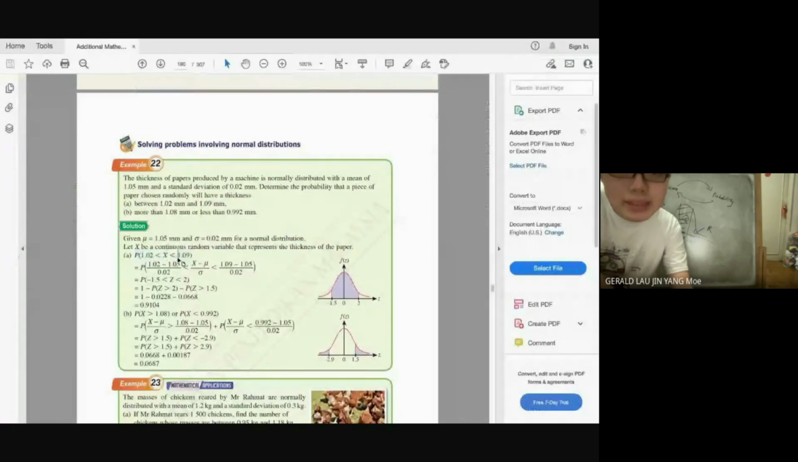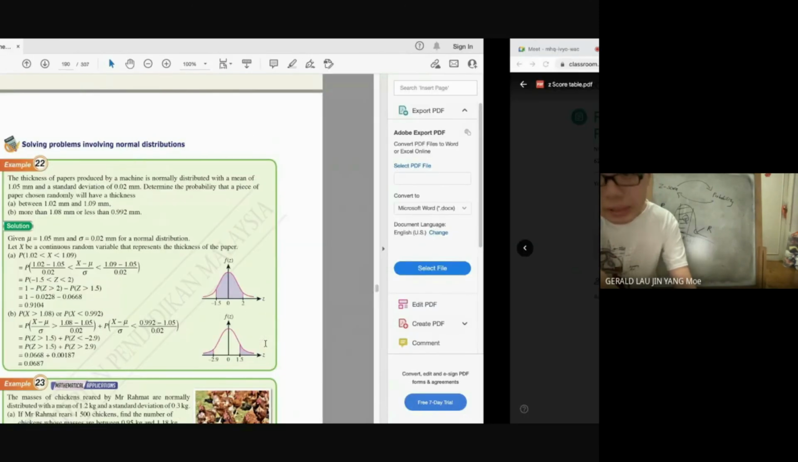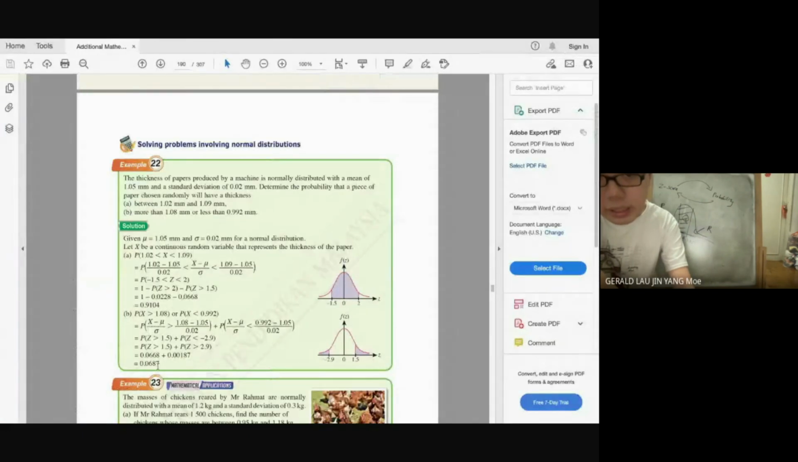So that means you must standardize it first. Convert the x to z. Okay, so (1.02 minus mu) over standard deviation. So you get like this. Okay, and then you tekan your calculator, you get 0.9104 is your probability. Okay, more than 1.08 or less than 0.992. So the same thing again, you standardize it, okay, and then you can refer to z-score table, or you can tekan calculator, and then you get your probability is this one.